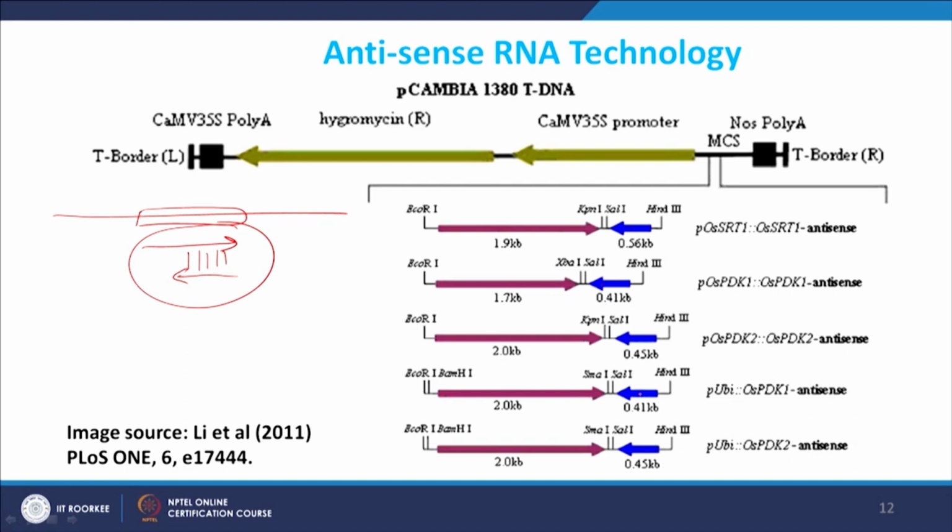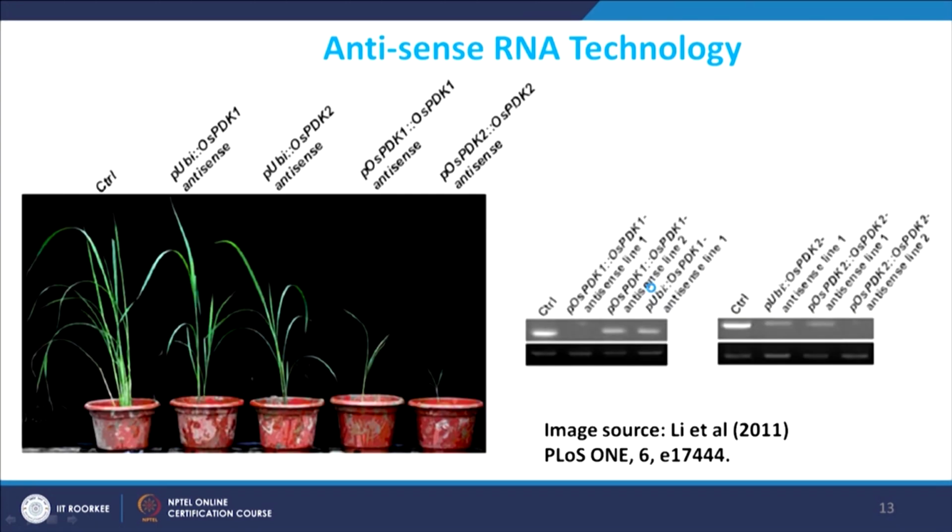This is one example where a few genes have been targeted through antisense RNA. You can see this is the promoter, and the gene specific region has been cloned in the antisense orientation. And when you drive these genes, you can basically suppress the endogenous gene using this method. As you can see the phenotype, this is control. When the genes have been suppressed, there are a lot of developmental defects, and when you check the RNA level or the transcript level, you can clearly see that as compared to controls, in these antisense lines there is a significant reduction of the transcript level.